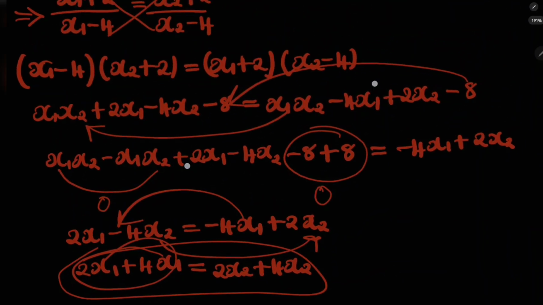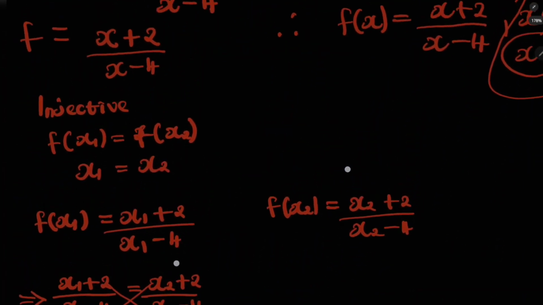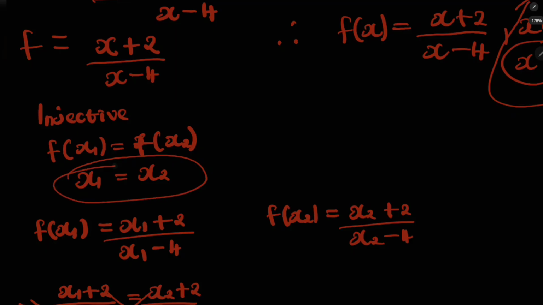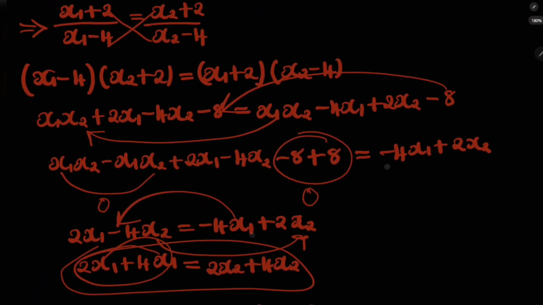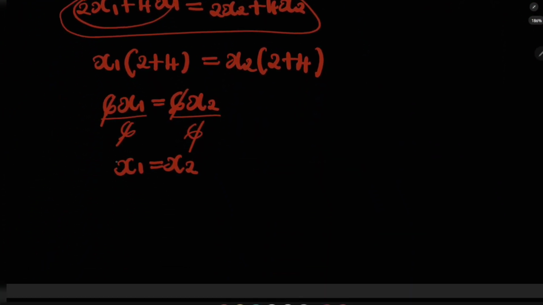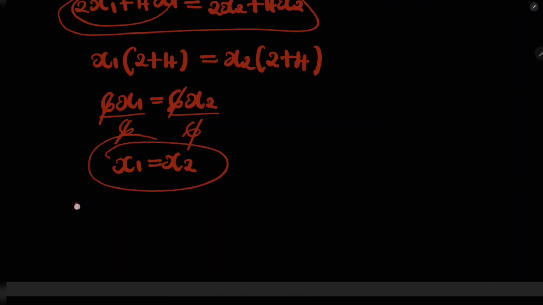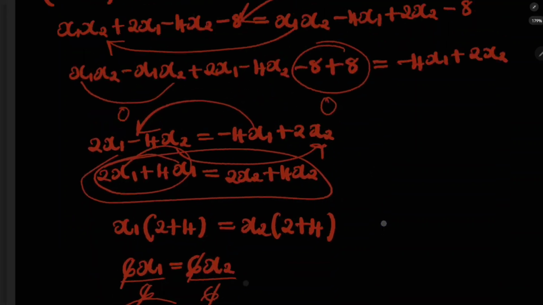Okay, so remember we wanted to end up with x1 equal to x2, and guess what? That is what we have. So from here we can conclude. We say, therefore, f of x is definitely injective. It is injective. So this is very easy, very simple, very straightforward.